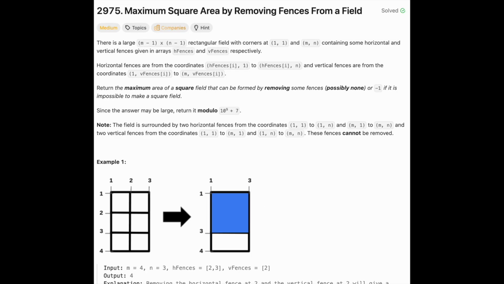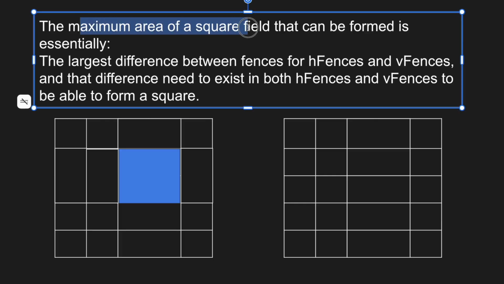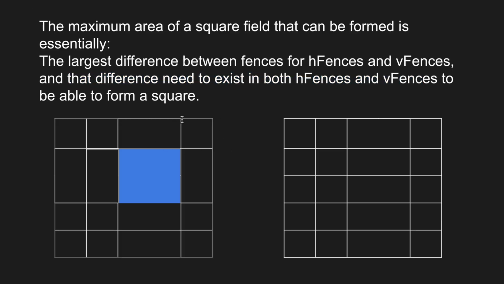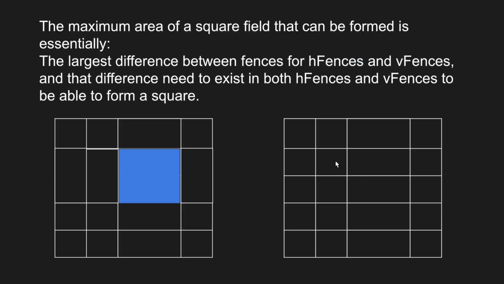So now that we have seen some examples, let's get to how we can solve this problem. If you haven't noticed, the maximum area of a square field that can be formed is essentially determined by the largest difference between the fences for hFences and vFences. But the difference needs to exist in both horizontal and vertical to be able to form a square. So if you look right here, the largest is a difference of 2. And if we look this way, the largest is a difference of 2 as well. So that's why we can form a square with an area of 4. Now if we look here, even though there's a difference of 2 here, we do not have a difference of 2 this way. So the largest for hFences and vFences will be a difference of 1. So the area will be 1.